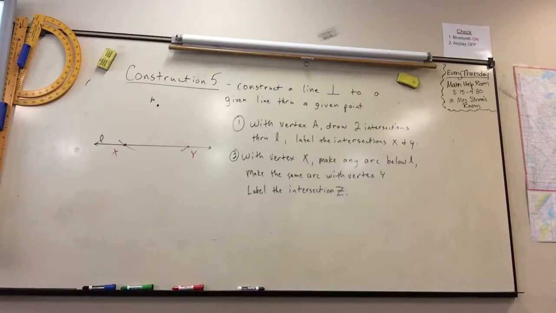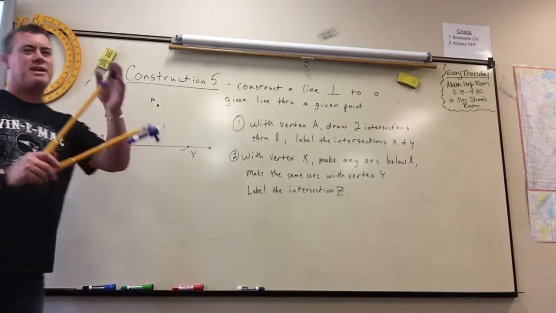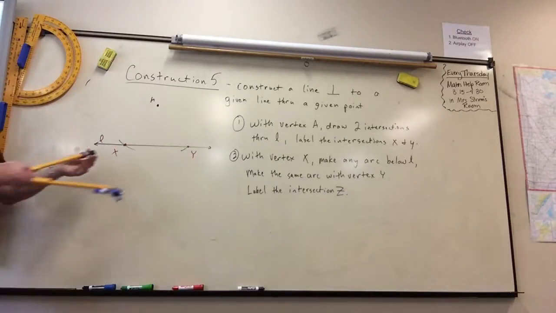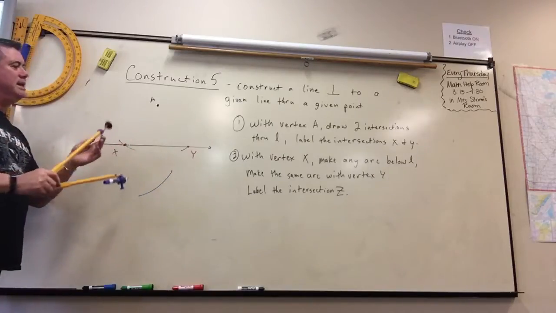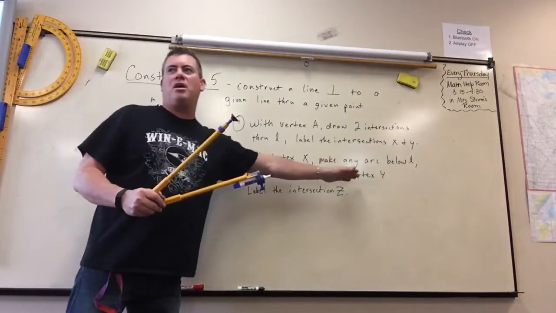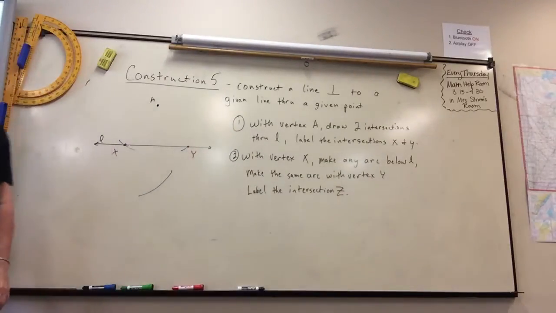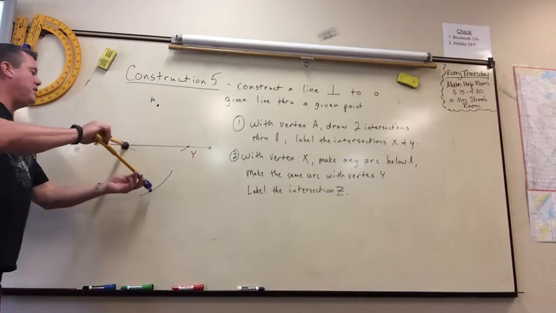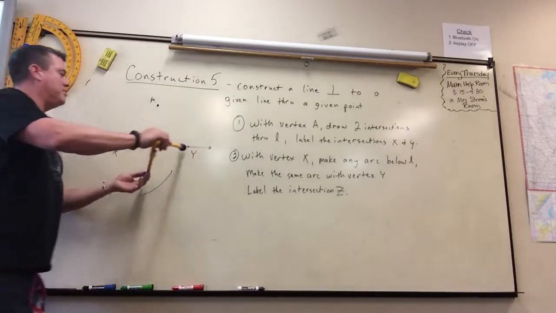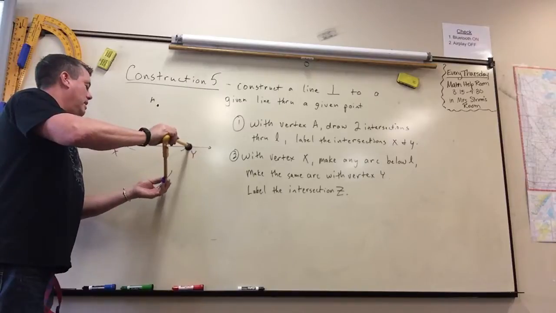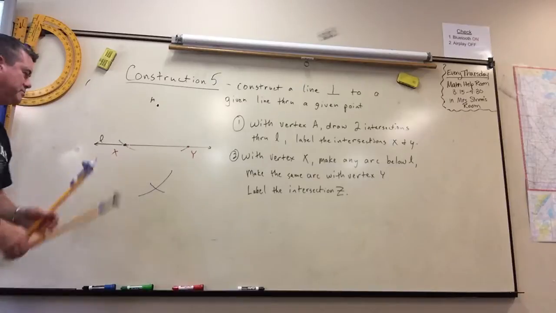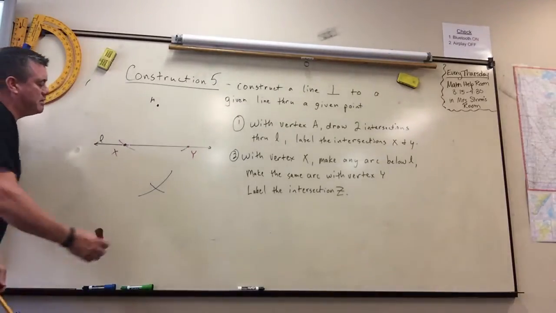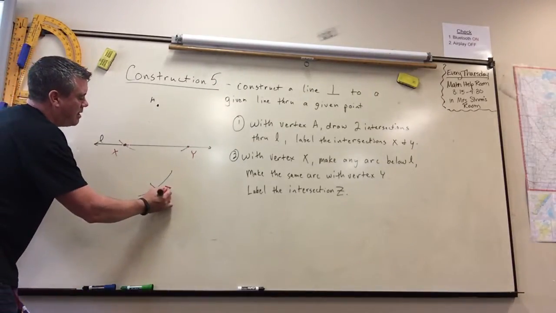So what that means with vertex X, again, that means take the pointy part, put it on X, make an arc below the line. Then you gotta make the same arc with vertex Y. It doesn't have to be the same as A, but it could be. So from here to here, you wanna keep it the same and come over here. And you gotta make it so they intersect. If they don't intersect, you just gotta make your arcs bigger. So then you label that Z.